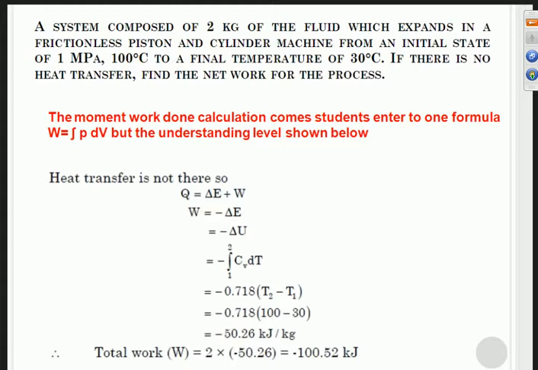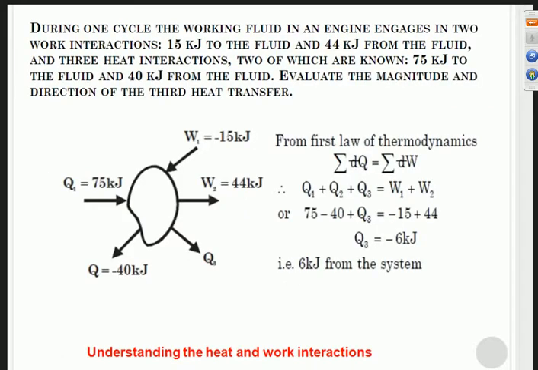Here minus stands for the work being done on the system. That means we are covering the concepts pertaining to the first law of thermodynamics beforehand itself. Now let us go to another example wherein you can understand clearly how to represent and understand heat and work interactions with respect to two systems.